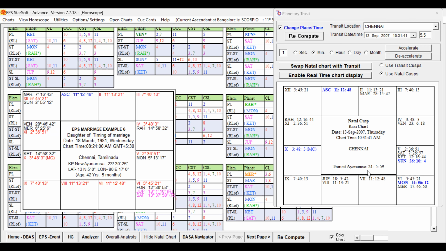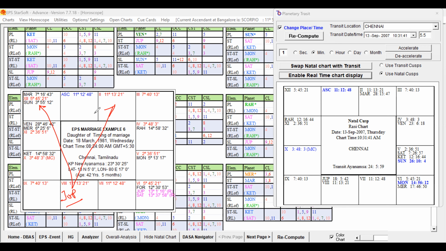So where Jupiter is posted, let us check in the birth chart. Jupiter is in the Scorpio sign. Whether Jupiter is aspecting the important houses, the second house or seventh house or seventh lord, or Venus, or Mars in the case of a female. Jupiter is aspecting the seventh house and Jupiter is aspecting the Mars, right?